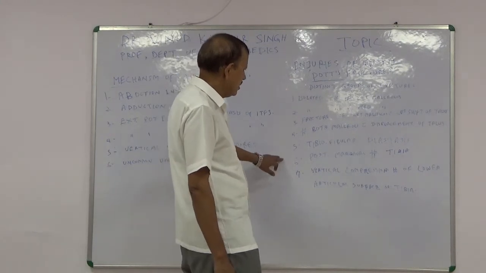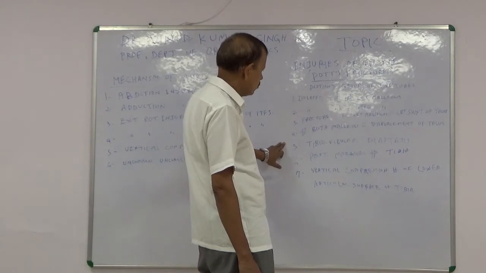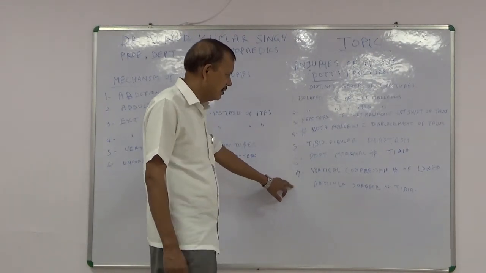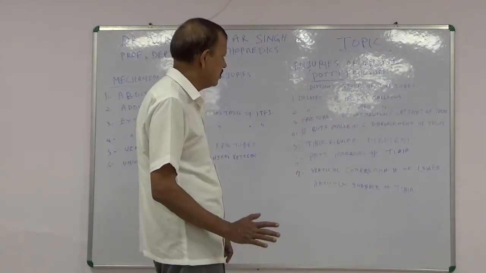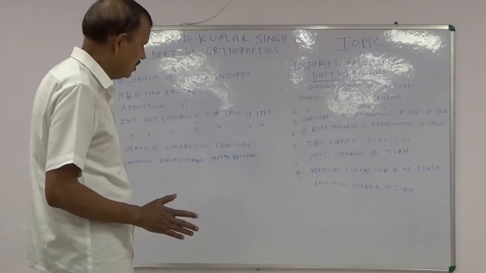With the posterior marginal fracture of the tibia, what happens when the talus rotates laterally? After the failure of the lateral and medial structures, the talus will press upon the posterior part of the lower end of the tibia.